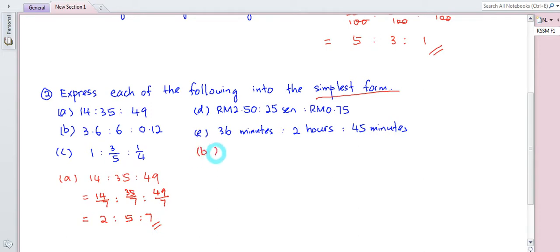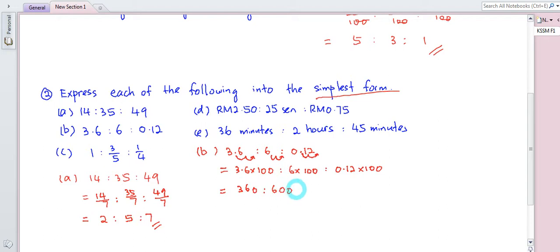Okay, now we go to B. 3.6, 6, 0.12. Normally, for the final answer, we do not give it in decimal or fraction. So here I have to change the 3.6 and 0.12 to integers. So I cannot multiply by 10 here and multiply by 100 here. Cannot do it like this. Once I multiply by 100, all numbers have to do the same thing. So in this case, here I want to move 2 steps, right? Here I also need to move 2 steps for the decimal point. That means I multiply all by 100. It becomes 360. Here becomes 600. Here becomes 12.